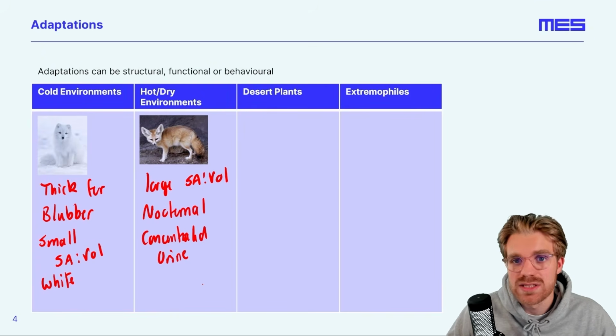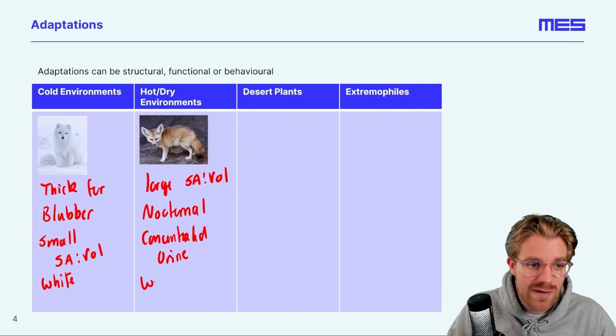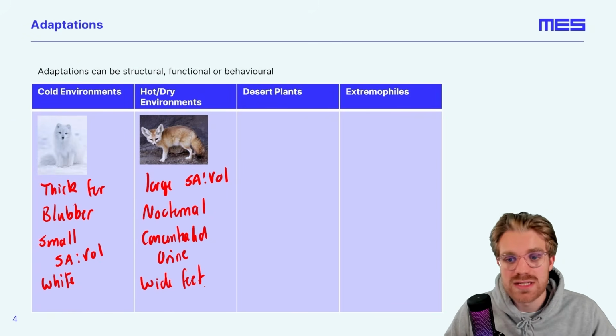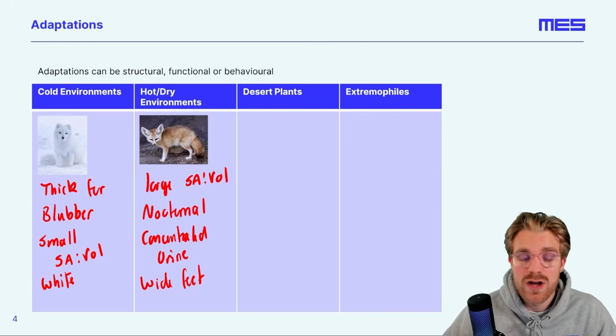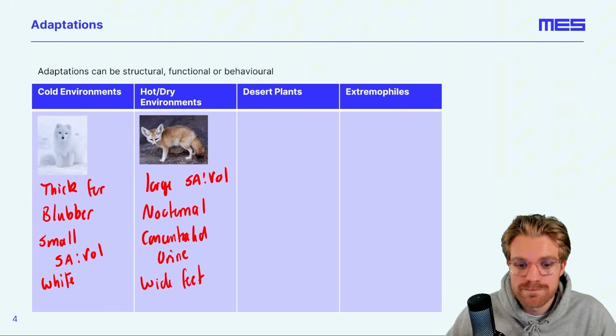We also see adaptations in things like camels. Camels have wide feet to stop them sinking into the sand. It increases the surface area. We also see this in cold environments. Polar bears, for example, have very, very wide feet as well.